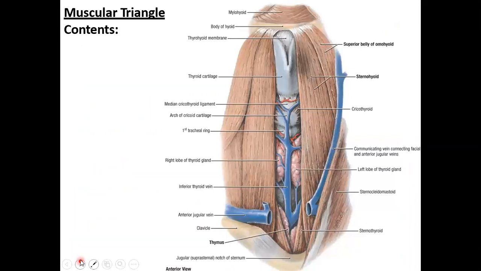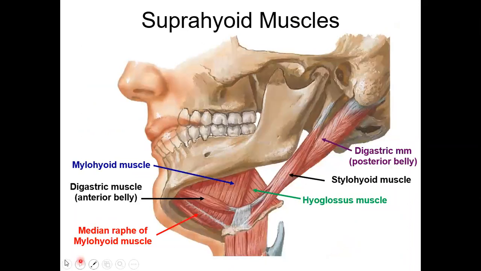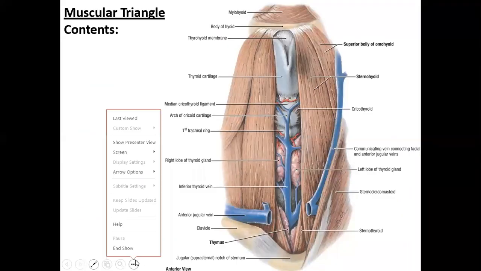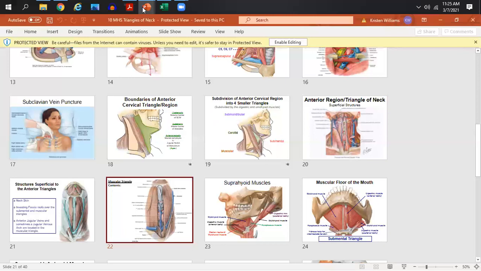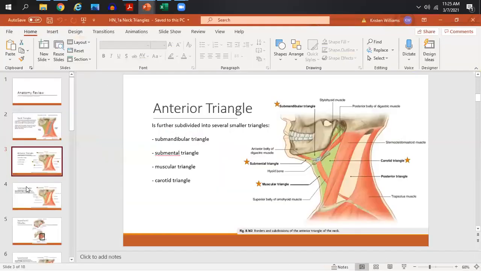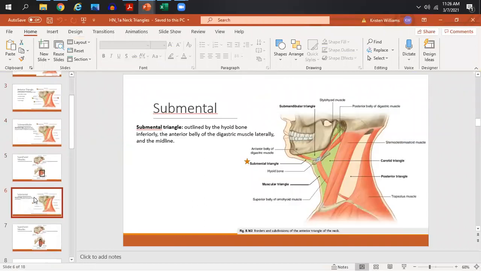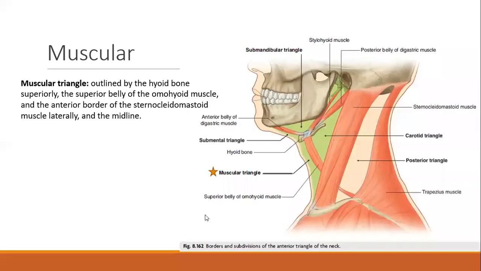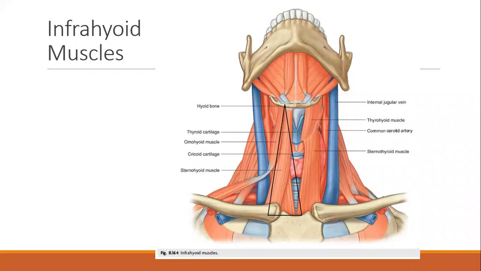All right, so your muscular triangle, oh, she didn't give you a list. Your muscular triangle contents just has muscles in it. When you're looking at your muscular triangle, it is just the muscles in this area. So your thyrohyoid muscles, your sternothyroid muscles, and then your superior belly of omohyoid muscle.